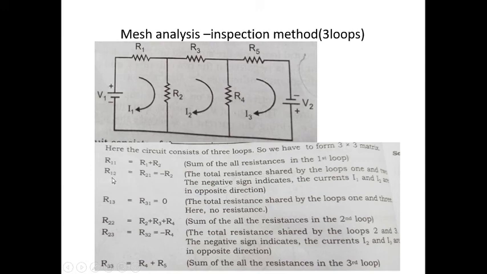Now we can write R12 equal to R21. You can see this is in between, and the current directions are opposite, so minus R2. For R13, there is no common resistance between the first loop and the third loop, so R13 is equal to R31 is equal to 0. Now we can write R23. In between loops 2 and 3 there is one resistance, R4. The current direction is opposite, so we have minus R4. This is how we write it for the 3 loop method.